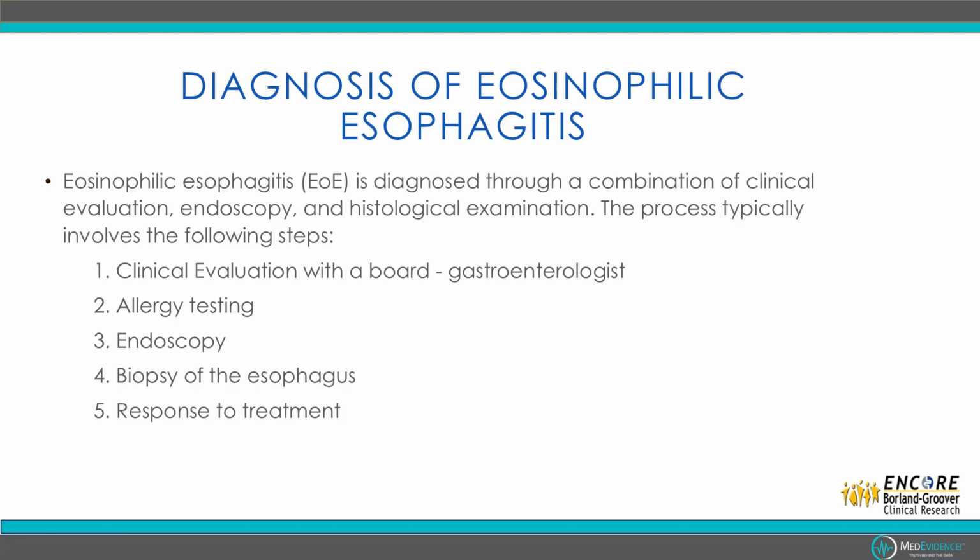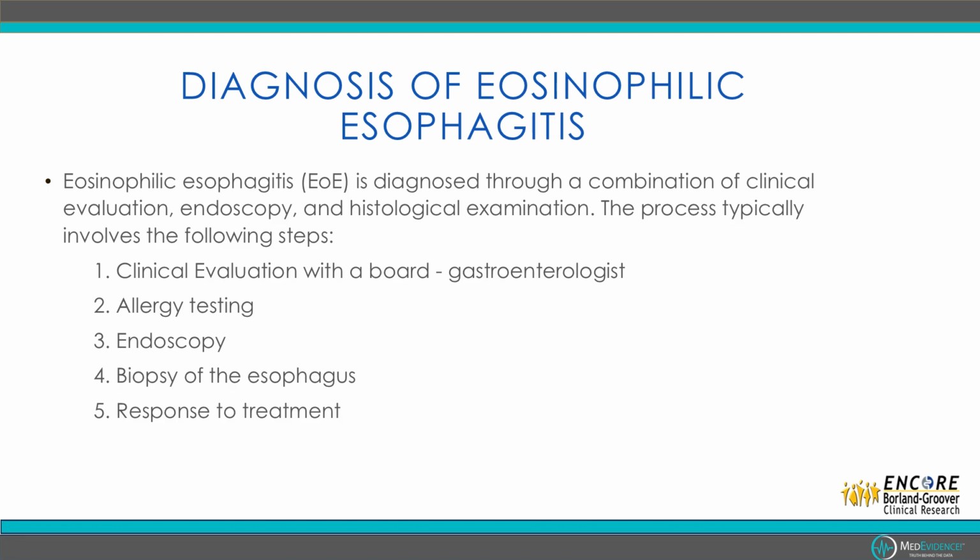Endoscopy. Just as I said, when we do an upper scope, we can look in the food pipe, and we can see different clues that tell us that EOE is a problem. We take samples of the esophagus when we do that, both in the higher part of the esophagus and the lower part of the esophagus.